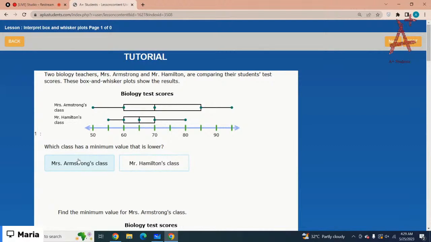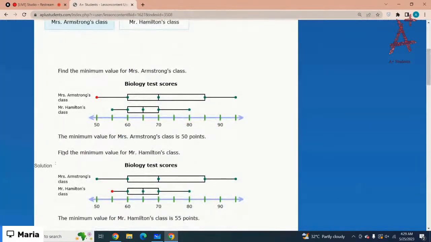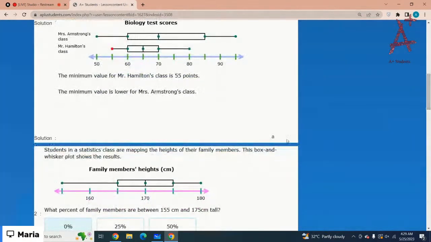Which class has the minimum value that is lower? You have to calculate the minimum value. Got it? So the minimum value of Mrs. Armstrong is 50 points, and the minimum value of Mrs. Hamilton is 55 points. So the minimum would be 50. Got it? That means the minimum value is lower for Mrs. Armstrong. Got it?